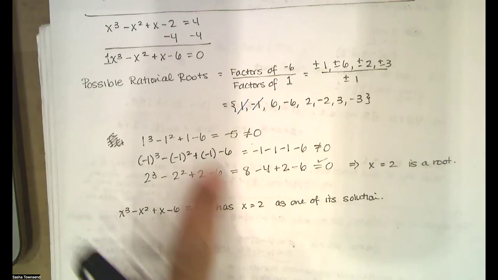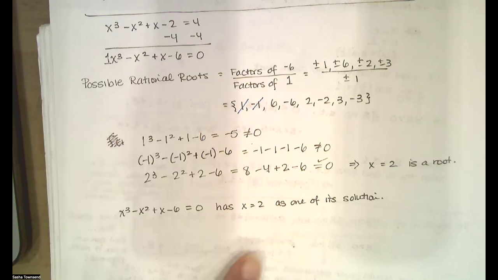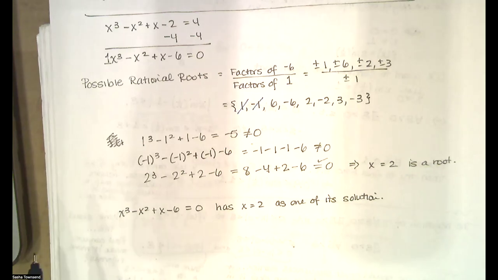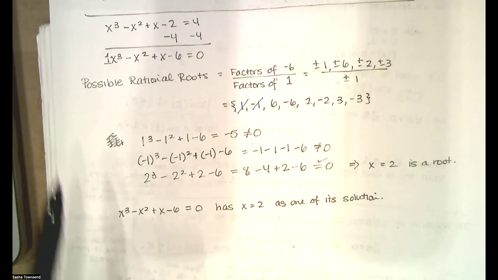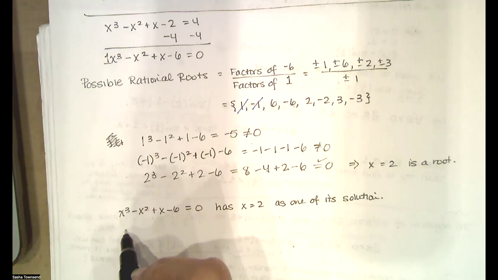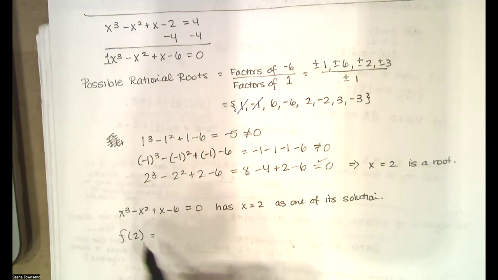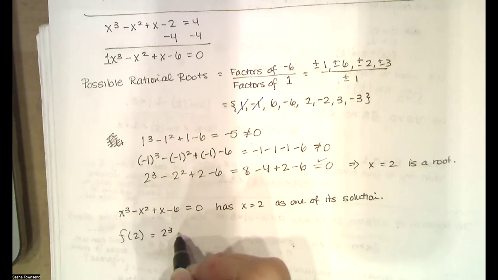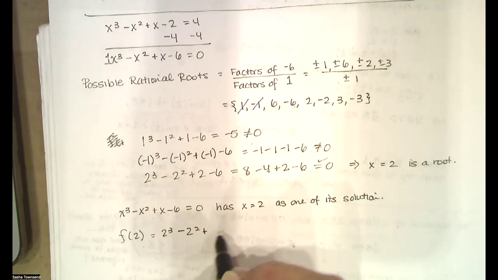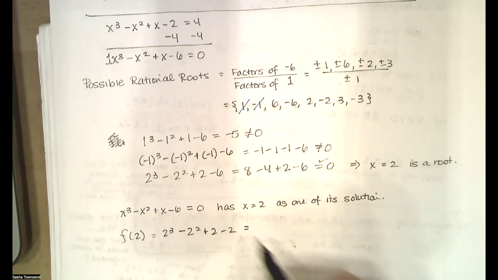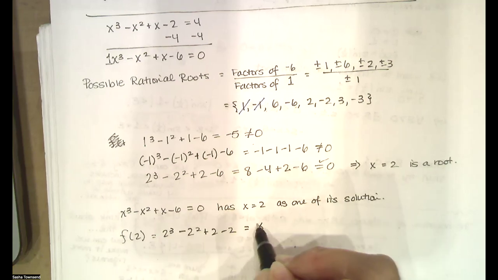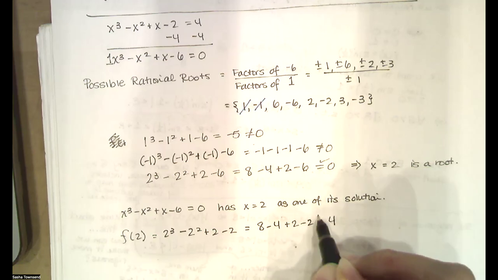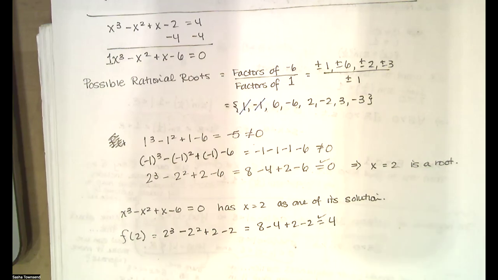When we substitute in x equals 2, we actually get 0 for this. That means if we substitute in x equals 2 here, we get 4. And if you're not sure about that, you can always plug 2 into f of x, which was this original function. And we get 8 minus 4 plus 2 minus 2, which is 4. So that is the solution of the equation on the interval.